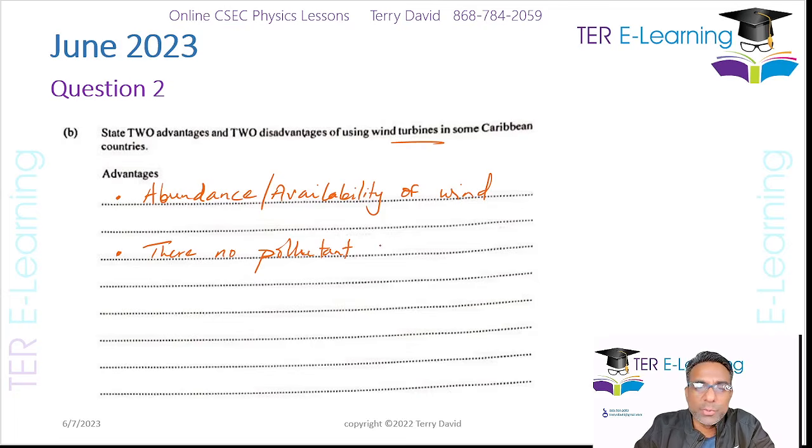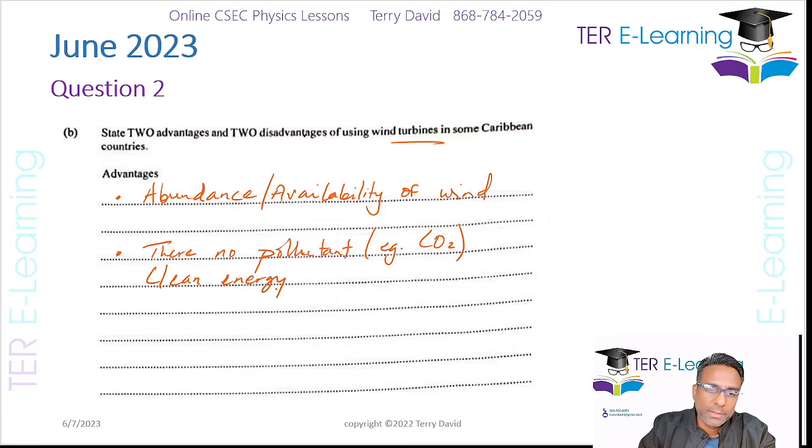Yeah, so we have no pollutants. When I say no pollutant, I mean like CO2. There's no greenhouse gases being produced in this whole process. So it's a clean form of energy. And you can also say that it is a renewable source of energy as well. They just want 2 advantages, so any 2 valid advantages is going to work.